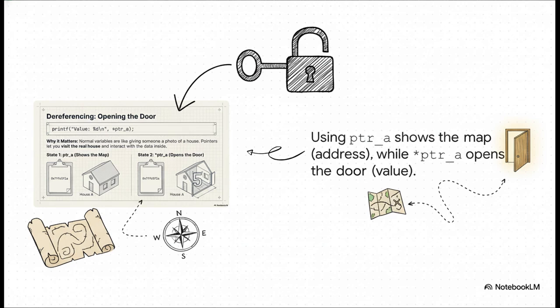Now, here's where it gets really interesting, because there are two totally different things you can do. If you just use the pointer's name, ptr_a, that's like just looking at your map. All it tells you is the address. But if you put that little star in front of it, *ptr_a, we call that dereferencing. That's a whole different story. That's like using the map to actually go to the house, open the front door, and peek inside to see what's there. In this case, the number 5.